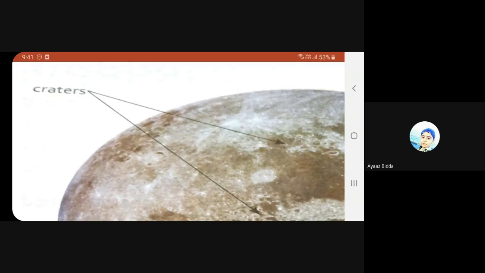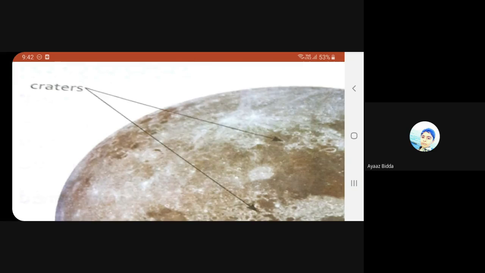What is their name? Craters. Deep holes on the surface of the moon are known as what? Known as craters. Now can anyone say why this kind of hole-like structure can be found on the moon? Have any idea, beta?